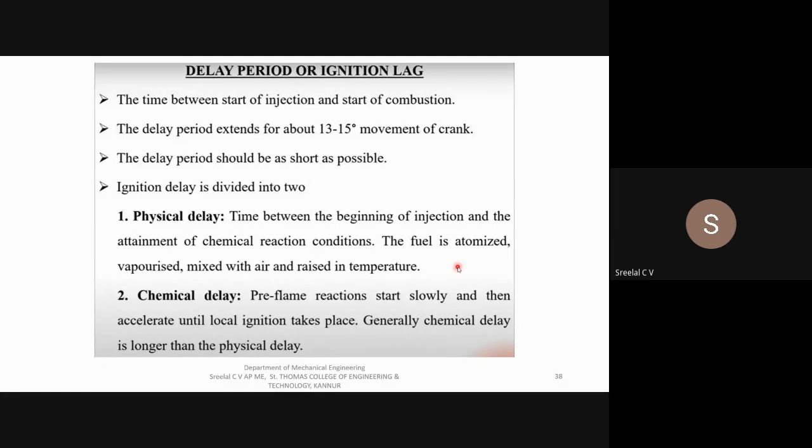Because while in the question paper, if they ask you to describe the delay period, you have to divide it or show the divisions of this delay period also. The same thing is repeated here also. It is because you have to answer in this way.